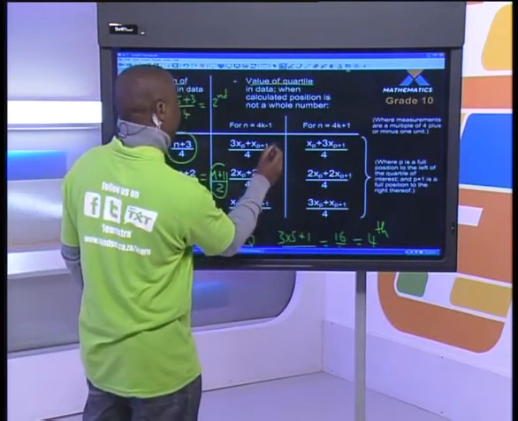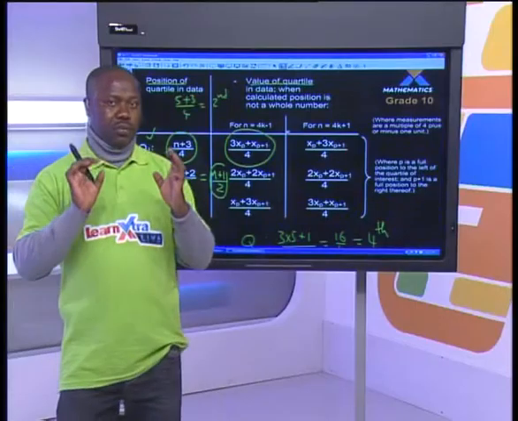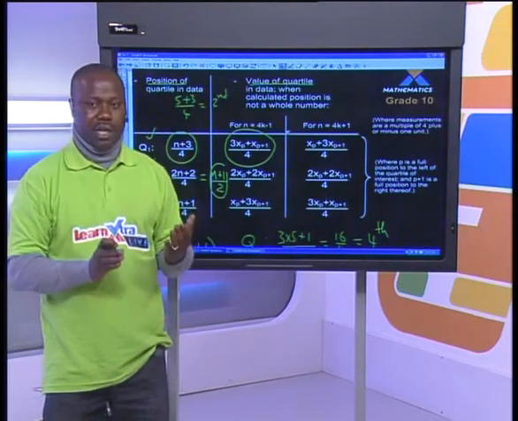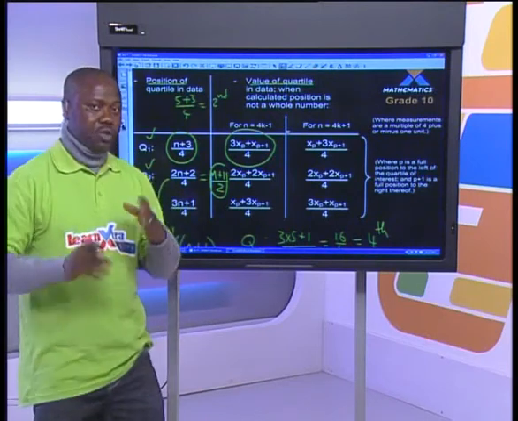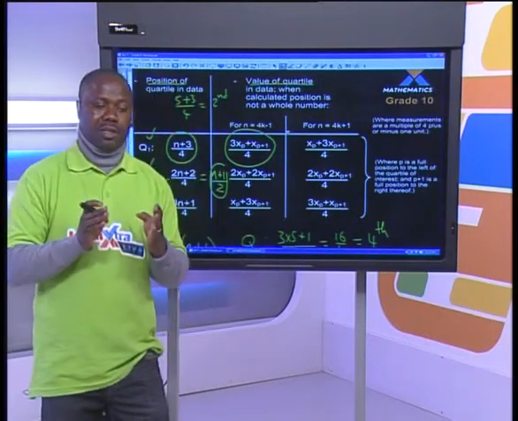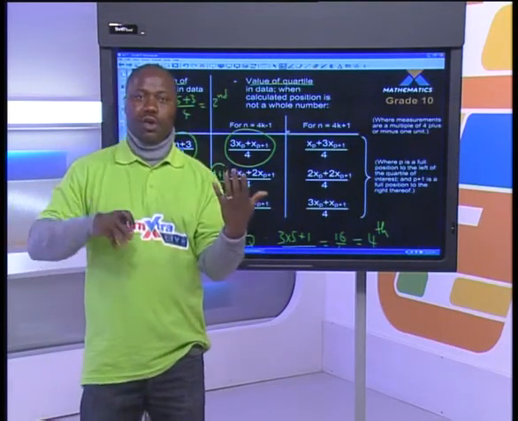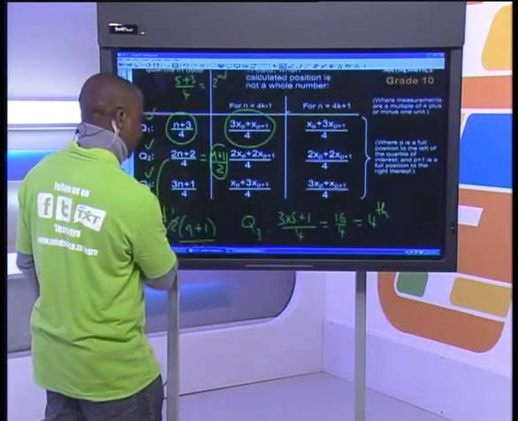For the first quartile, that's the value you'll get when you substitute. Now, P and P plus 1 are the two positions to the left and to the right of the calculated non-whole number. If you had 2.5 as the calculated position, you then take 2 and 3. Let me just take one simple case.